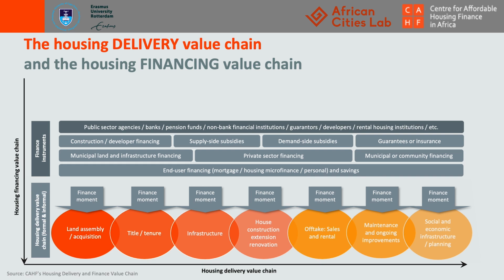Bulk infrastructure is paid for by municipal financing, or it becomes part of the developer's construction financing process. A construction loan is used to pay for internal infrastructure and the construction of the house. Then the mortgage instrument kicks in to take over the costs incurred by the previous phases, now segmented into the cost of the particular unit at the offtake link. Maintenance and ongoing improvements might be financed by an equity withdrawal on the mortgage, by savings, or by microloans.